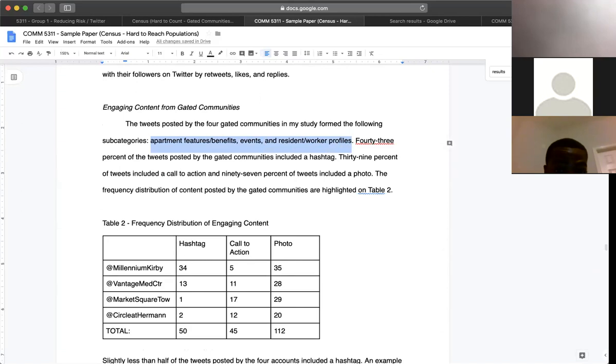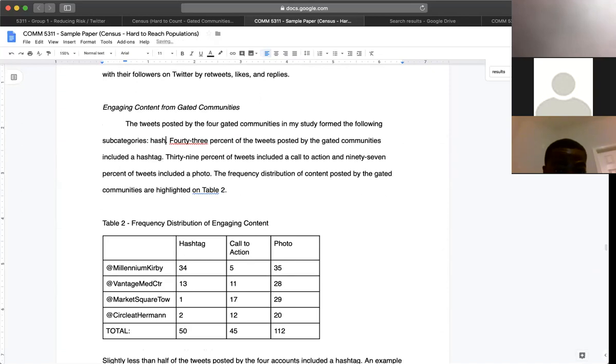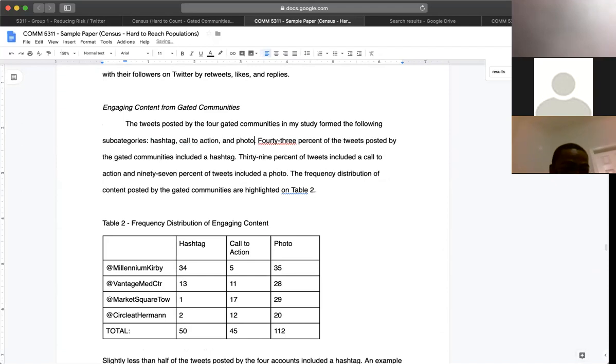I'm deleting these because you want to introduce it to your audience. So I'm putting hashtag, call to action, and photo. And then people can know that this is what we're going to talk about in this section. So it keeps it organized. So yeah, that makes sense. That makes sense. These 3 are also these 3. Yeah.